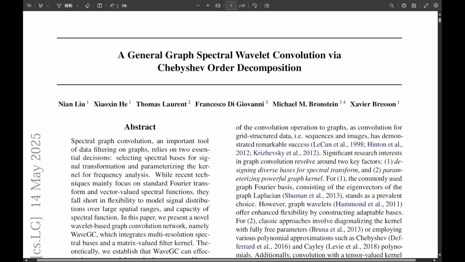You realize you didn't build just another graph conv layer. You built a bridge between local precision and global reach, between rigid spectral transforms and flimsy approximations. This isn't a wavelet network. It's a universal translator for graph information across all scales.